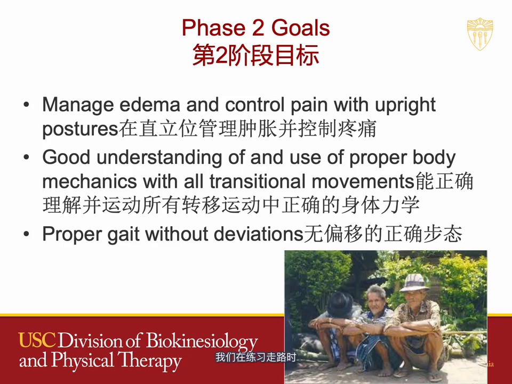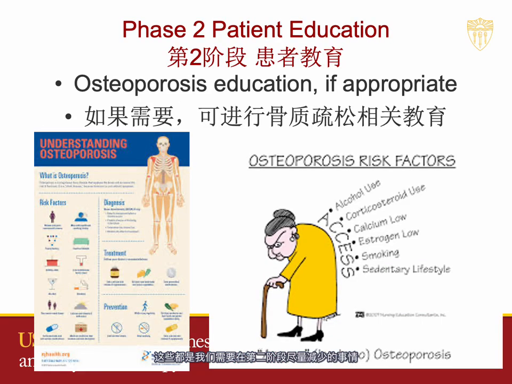And we're walking. So we want to make sure they're walking without deviations. I think the only reason you would see a deviation would be if there was some sort of nerve damage with the fracture. You might also maybe see a deviation like a Trendelenburg if they're just very weak, or again, trunk posture, they may have that kyphosis. So these are all things we need to try to decrease during the second phase.